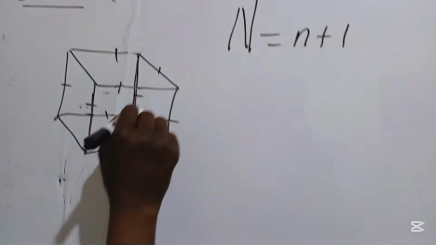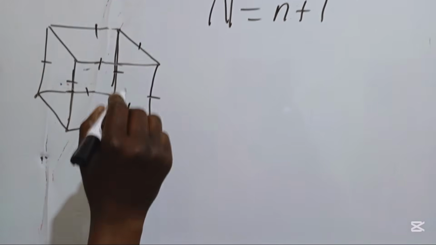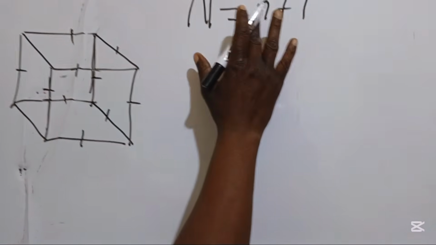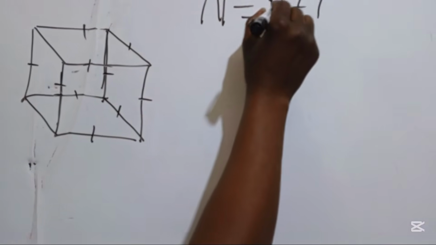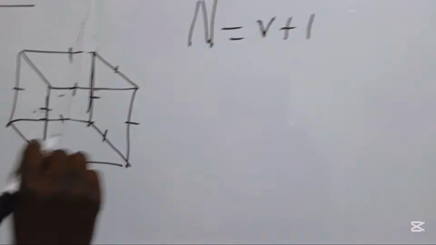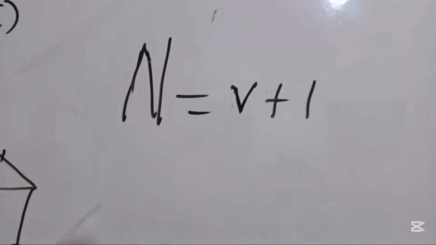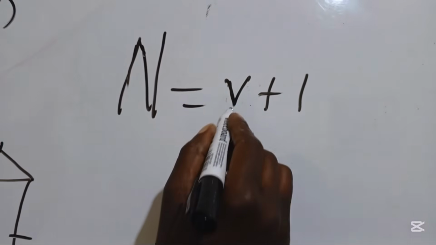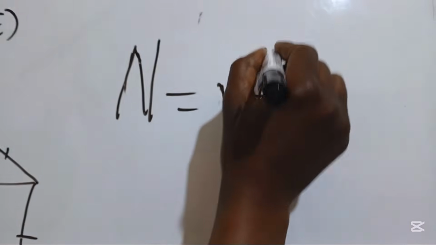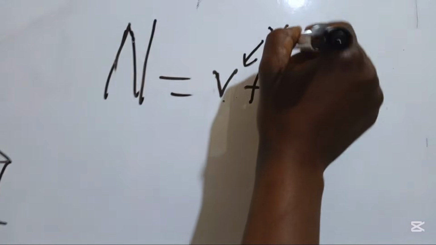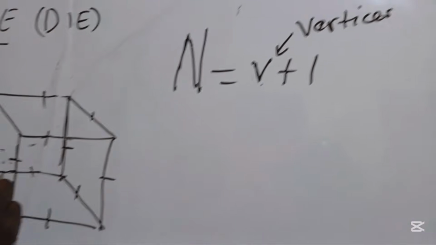But for this one, you have to count the number of vertices. The number of what? Vertices. So deliberately I've put a V here to show the vertices of the cube. So the formula for the cube on how to find the number of planes of symmetry is V plus 1, where this V is the vertices. These are called vertices, so we have to count how many vertices it has.